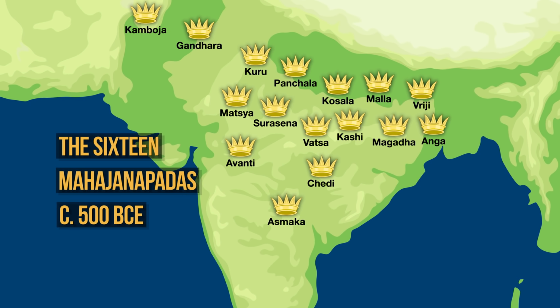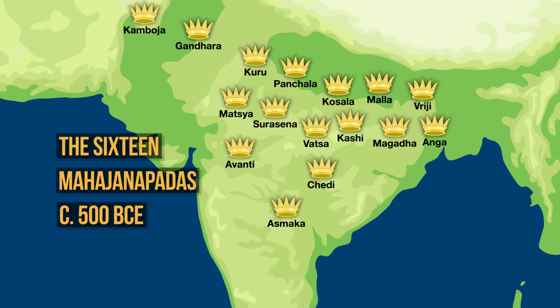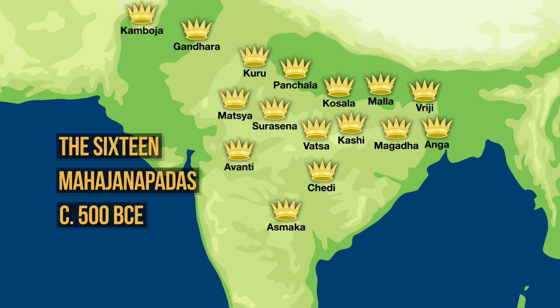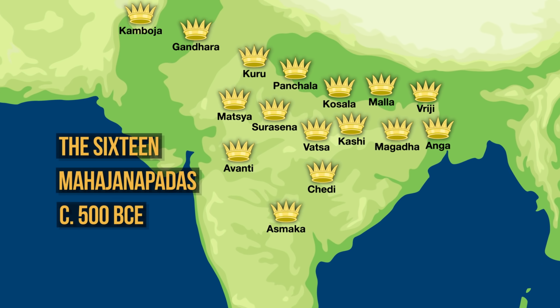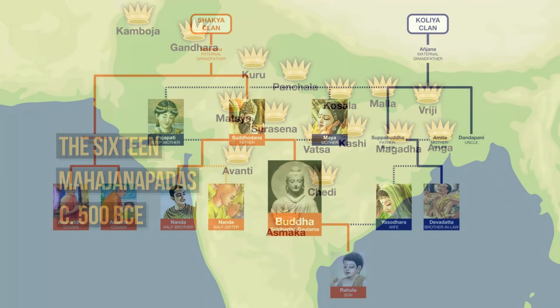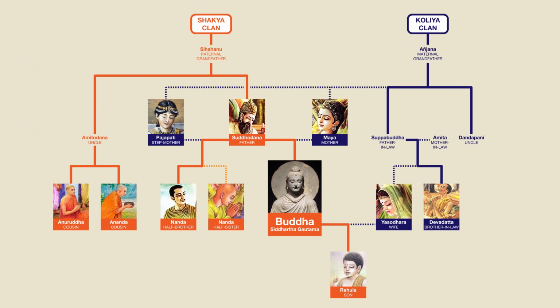But the third and most important Mahajanapada I want to point out is Kosala, because it was within the realm of Kosala that the Buddha was born, in what is today Nepal. Near the kingdom of Kosala were two smaller realms that were basically vassal states of Kosala. These two realms were located on either side of a river and were ruled by the Shakya clan and the Koliya clan. It was from the Shakya clan that the Buddha descended.